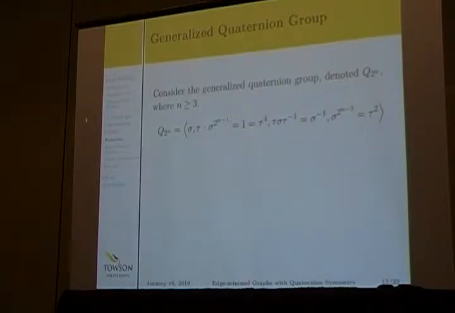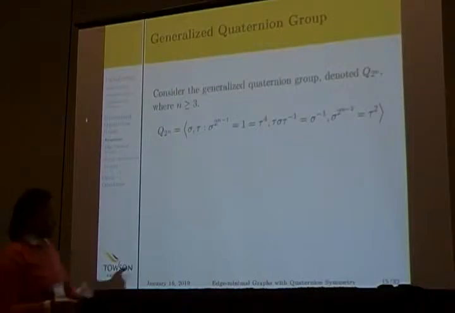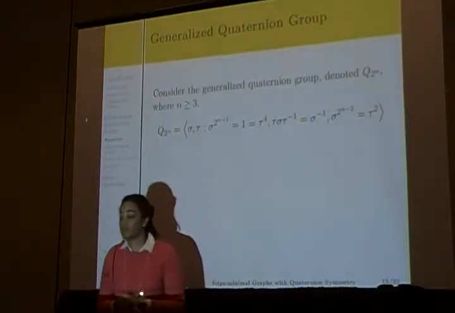The group has 2 generators, sigma and tau. Sigma has order 2 to the n minus 1, tau has order 4. If you conjugate sigma by tau, you're inverting sigma, and then lastly, sigma to this power is tau squared.